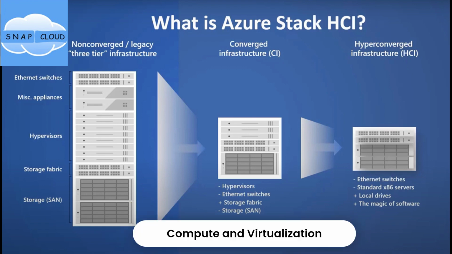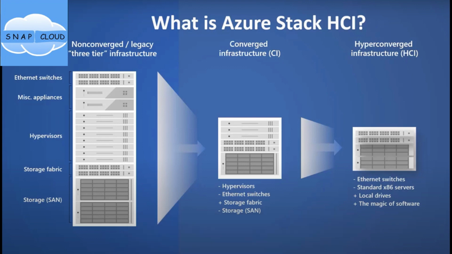Compute and virtualization. In a legacy setup, compute is on standalone physical servers, each one manually configured, often running VMware or Hyper-V. With converged, compute is bundled into pre-designed server blocks, easier, but still separate from storage. In hyper-converged, compute and storage live together on the same server. One node does it all, thanks to virtualization and software-defined tech.